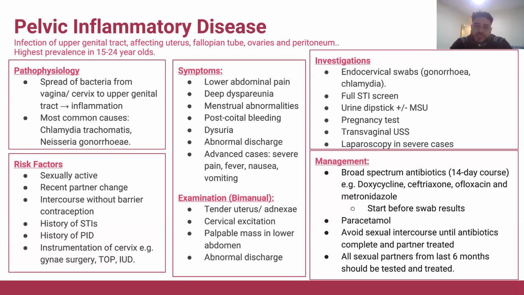But basically what happens is the bacteria from the vagina or the cervix will spread to the upper genital tract, the upper genital tract being things like the uterus, the fallopian tube, the ovaries, and it will trigger an inflammatory response. The bacterial infections that we're thinking about in this instance tend to be chlamydia and gonorrhea. They tend to be the most common causes of pelvic inflammatory disease.